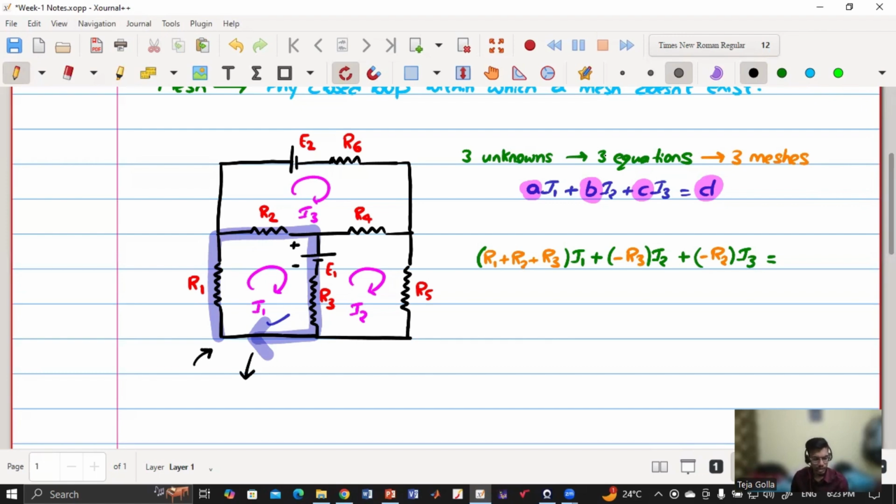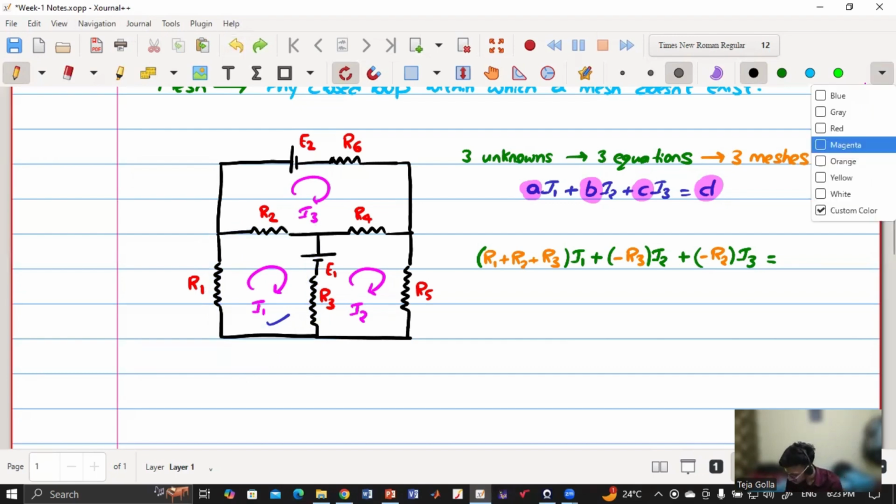So if you consider only the voltage sources in this loop, we are seeing a drop in the potential, which means minus E1. So the term will be minus E1.